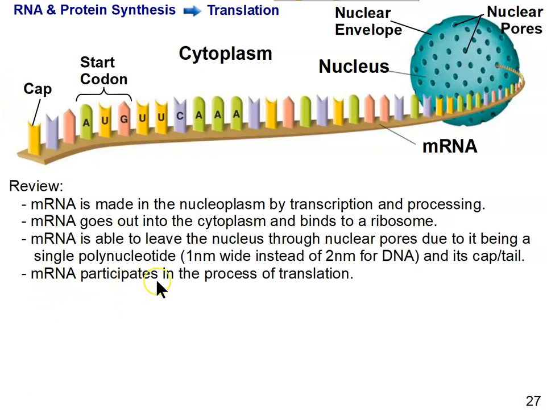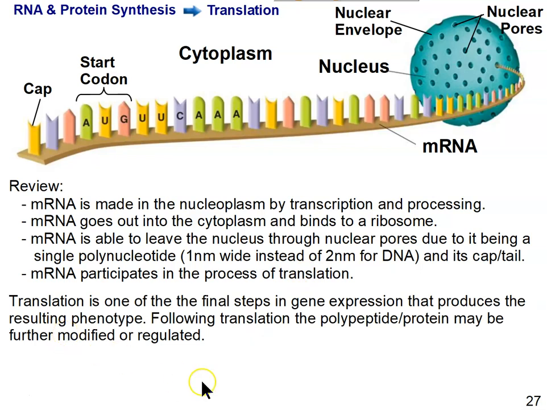Messenger RNA participates in the process of translation. Translation is the making of proteins, putting amino acids into a chain to form a polypeptide, which can be a protein, or it will join up with other polypeptides to be a protein. So translation is one of the final steps in gene expression that produces the resulting phenotype.